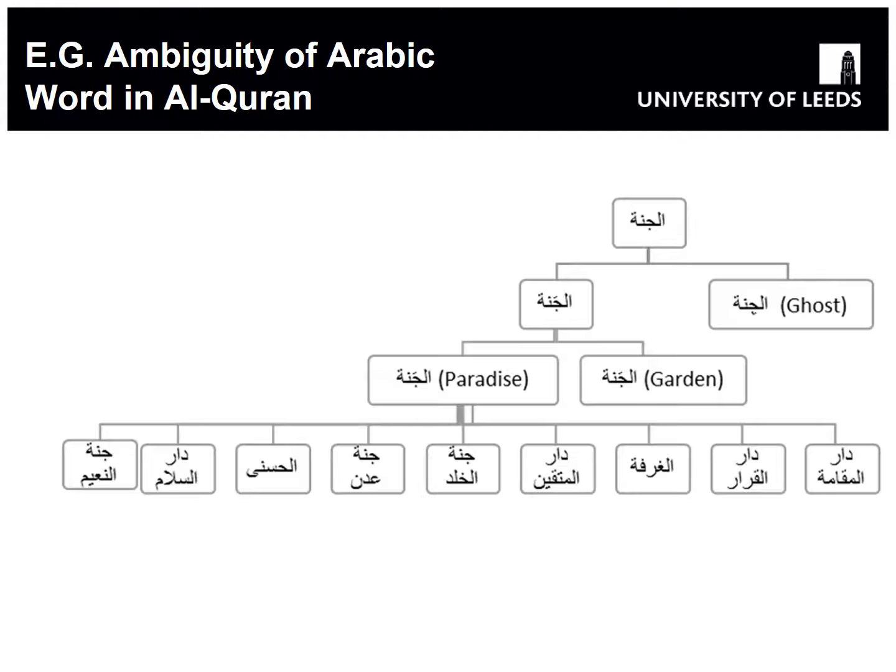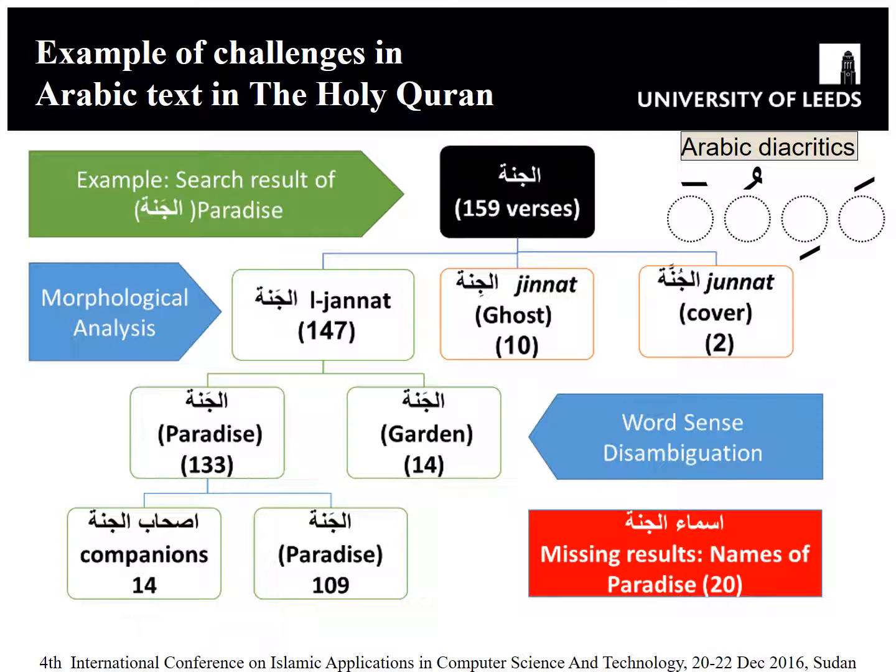This example shows the ambiguity of Arabic words in Al-Quran. For example, Jannah could mean Jannah or Jinnah. Jinnah means ghost, and Jannah could mean garden or paradise. And also paradise has different names like Darul Muqam and so on. Example of challenges in Arabic text in the Holy Quran.